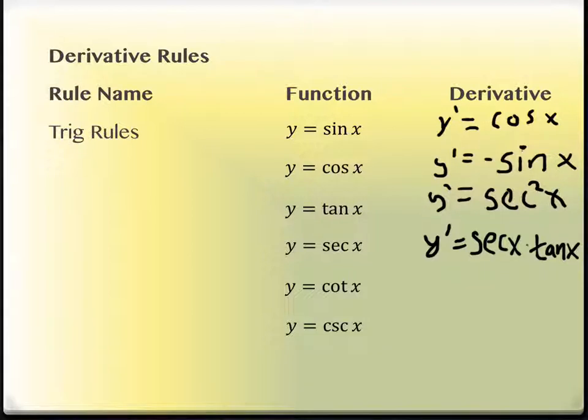Okay, did everybody agree with that? As secant x becomes secant x tangent x, we take its derivative? Great. All right, cotangent x. Does that look good? Negative cosecant squared.